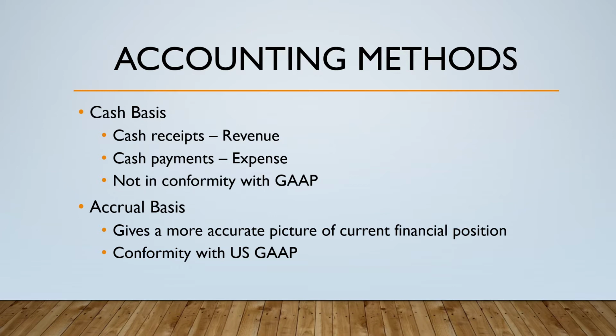The method that we are going to go into more detail with today is the accrual basis of accounting. This method gives a more accurate picture of a company's current financial position. It is in conformity with US GAAP, and publicly traded companies are required to use the accrual basis of accounting.